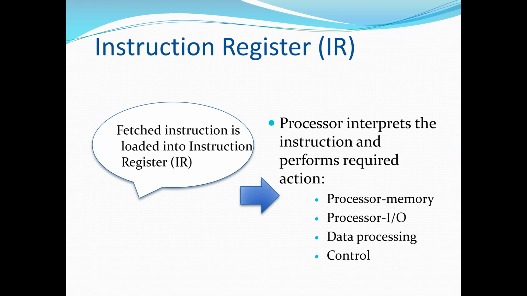At the beginning of each instruction cycle, the processor fetches an instruction from memory. Typically the program counter holds the address of the next instruction to be fetched. Unless instructed otherwise, the processor always increments the program counter after each instruction fetch so that it will fetch the next instruction in sequence. So the instruction located at the next higher address will be pointed to.